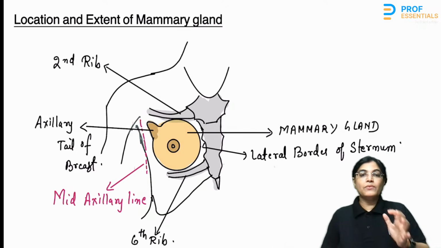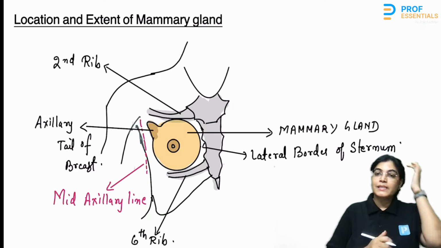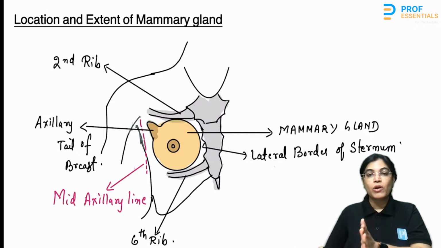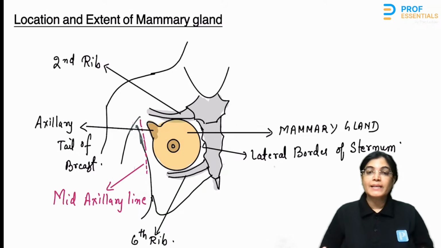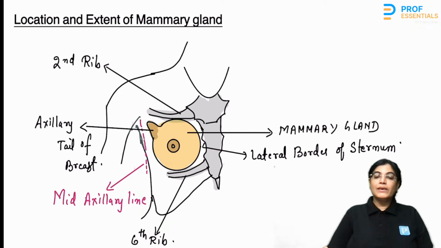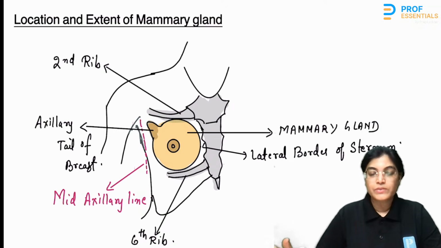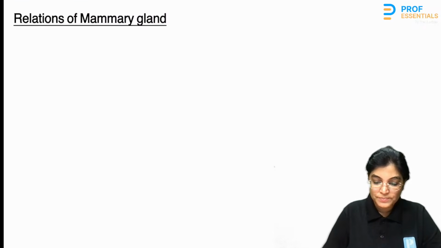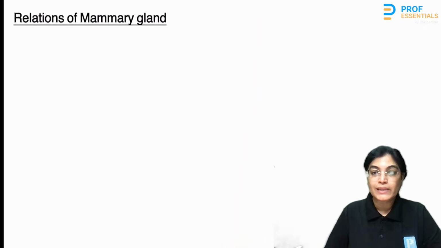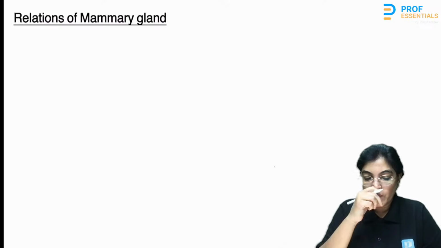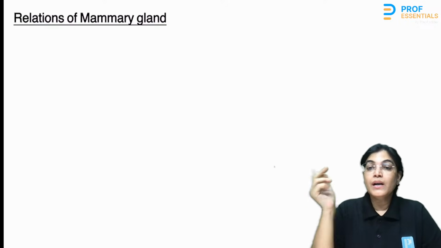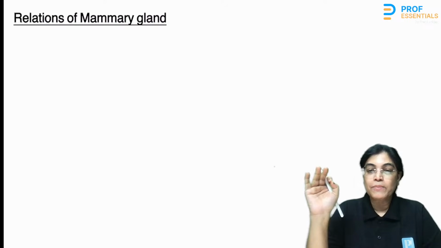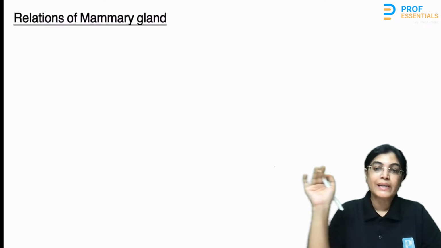So we have got the medial to lateral extent of mammary gland, that is from lateral border of sternum to the mid axillary line, and superior to inferior extent, which is from the second rib till the level of sixth rib. Is it okay? So done with the location and the extent. Now I would like to talk about relations. So for the relations, I would like to firstly note down the relation, and again we will draw a diagram for it. In exam, if you have less time, you can just draw the image, and you can mention the relation there itself.